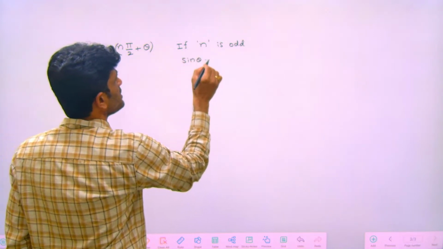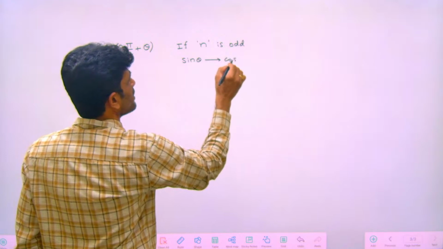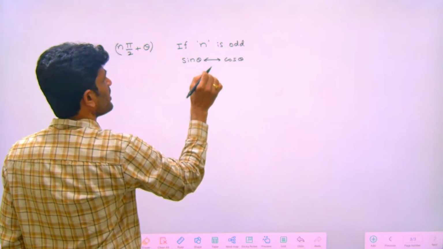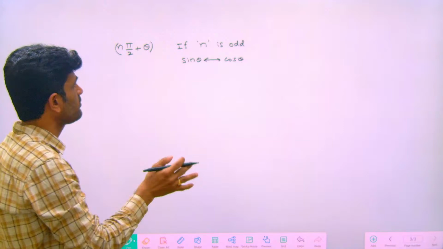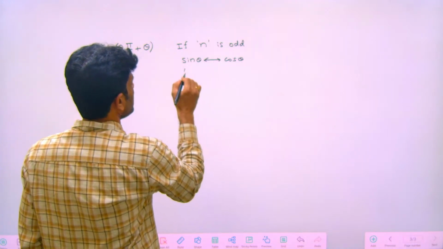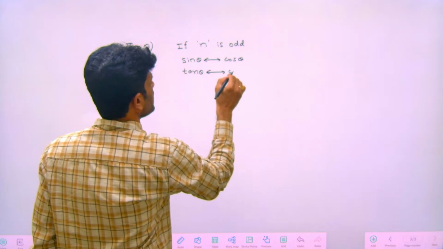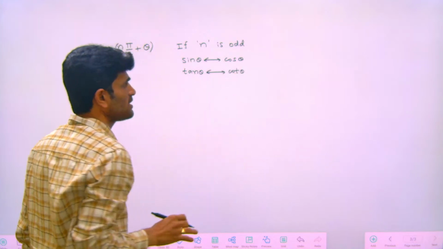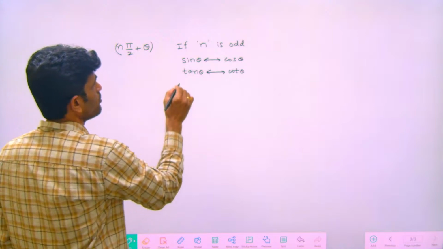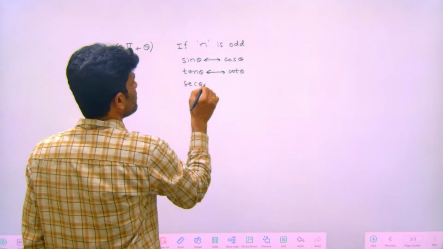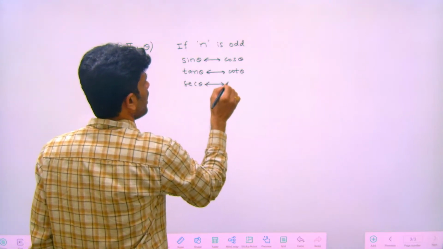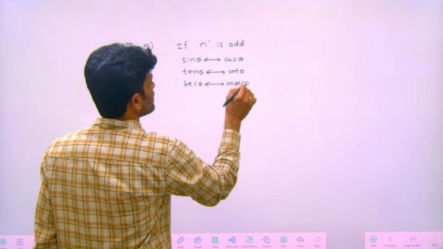Sin theta will be changed as cos theta and cos theta will be changed as sin theta. They both will be changed. Similarly, tan theta will be changed as cot theta and cot theta will be changed as tan theta. One more, secant theta will be changed as cosec theta and cosec theta will be changed as secant theta.